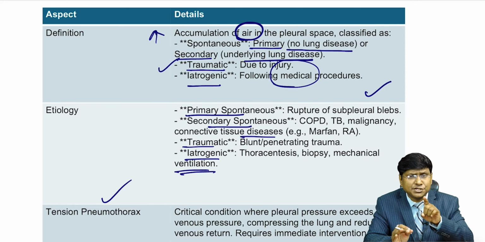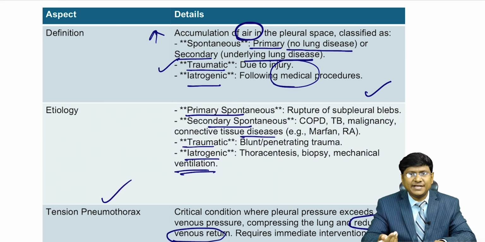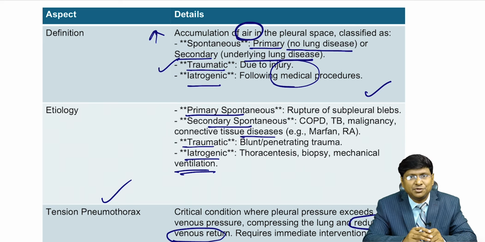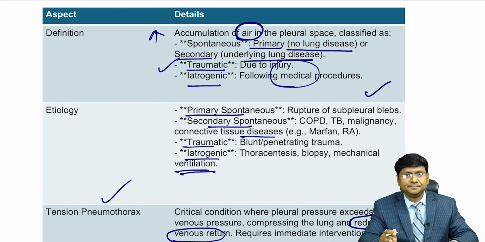And in patients with tension pneumothorax, the mediastinal pressure is elevated so much that there will be decreased venous return, right? Once there is decreased venous return, what will happen to your cardiac output? That is also significantly reduced. Thereby what will happen to blood pressure? That is also significantly reduced. So there will be hypotension in patients with tension pneumothorax, and these patients will require immediate intervention.